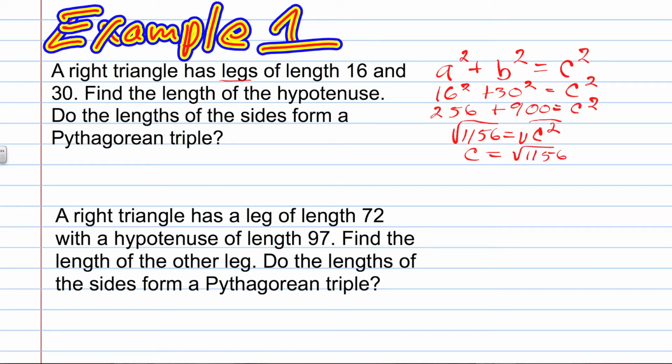Now if you have a calculator, this is a very easy calculation. The square root of 1056 is equal to 34. So the length of the hypotenuse in this case is 34.